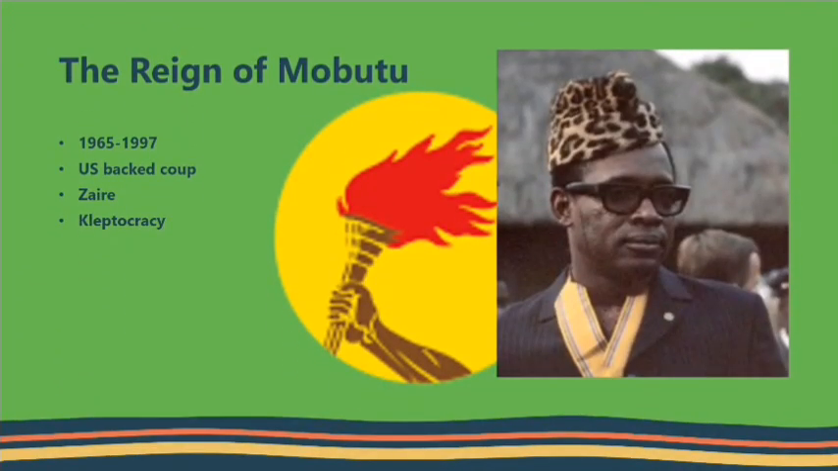Now, following Lumumba's assassination, Joseph Mobutu seized power in 1965 in a U.S.-backed coup. He would go on to rule the country for 32 years, establishing one of Africa's most notorious dictatorships. And that's him pictured on the right, wearing a leopard hat.